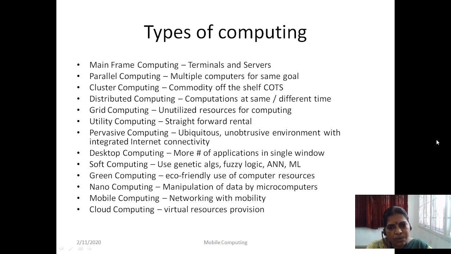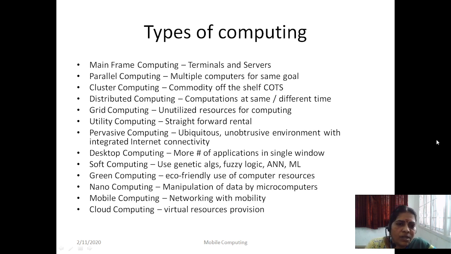So next one is distributed computing. Here we have to perform the computations at the same time or different time. We can use the infrastructure which is available for parallel computing or cluster computing as it is for performing the distributed computing. So we have to split the given task across n number of systems at the same time or at different times. The main thing is we have to get the results as per our required time. For that purpose, distributed computing came into existence.